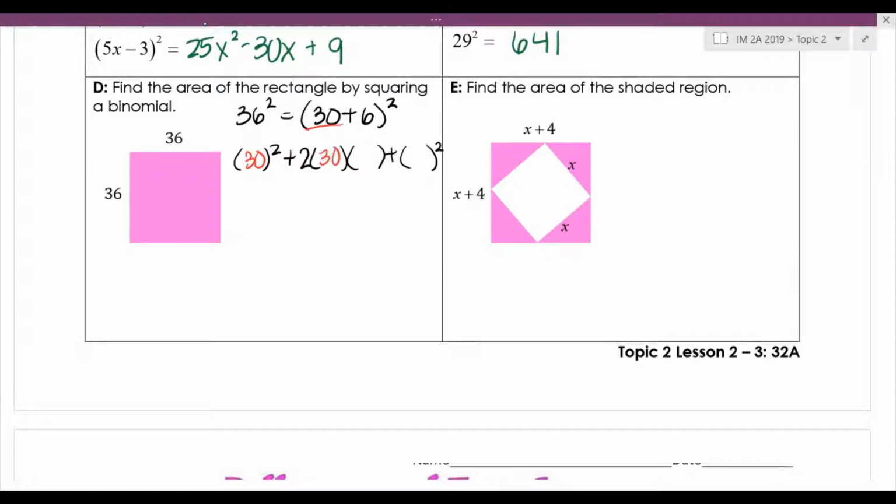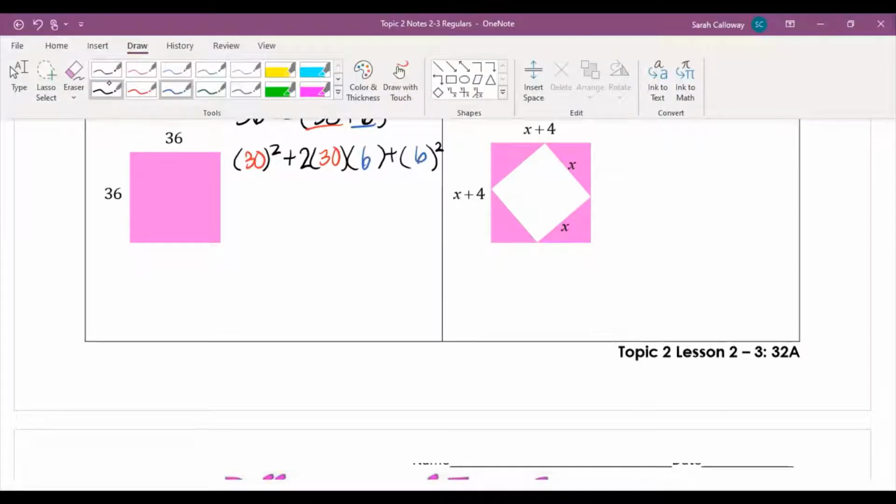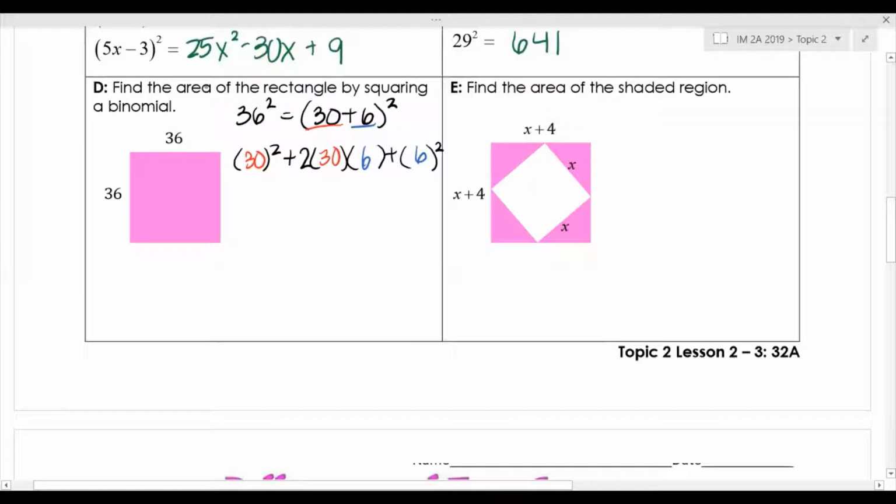And this time, positive 6 is my b. And so if I simplify this, 30 squared is 900. And then 2 times 30 is 60, times 6 is 360. And then 6 squared is 36.